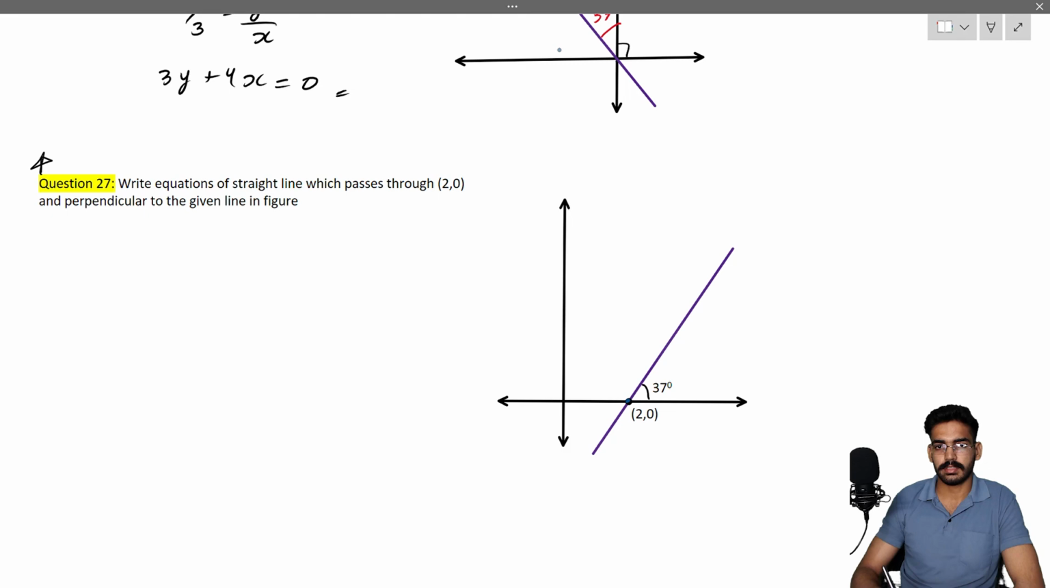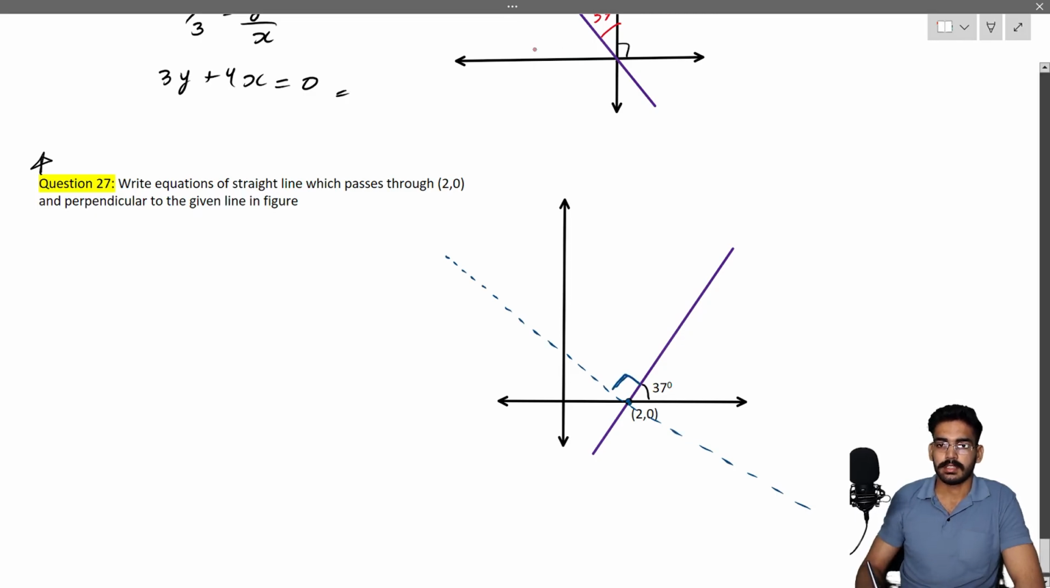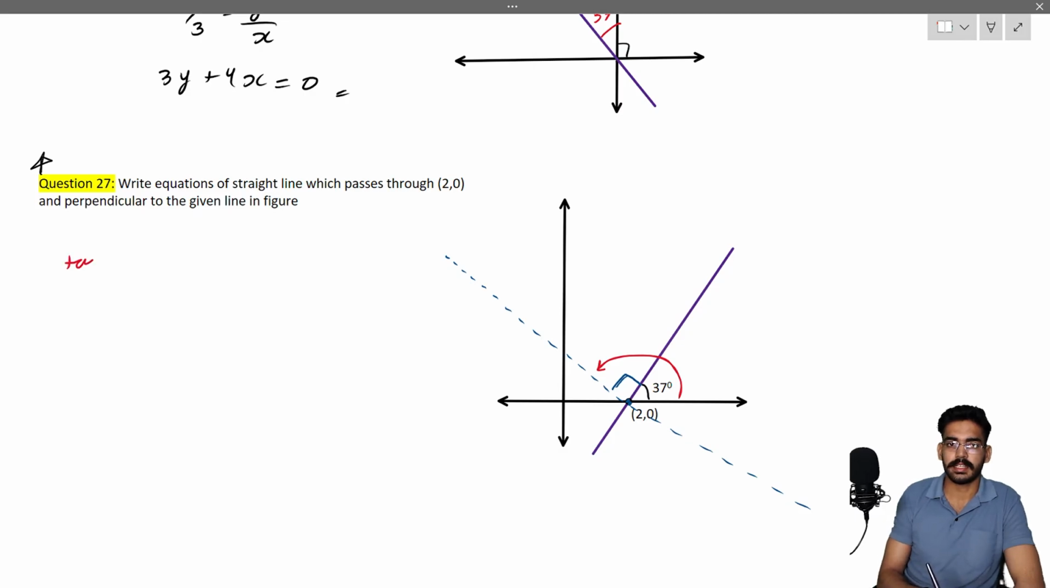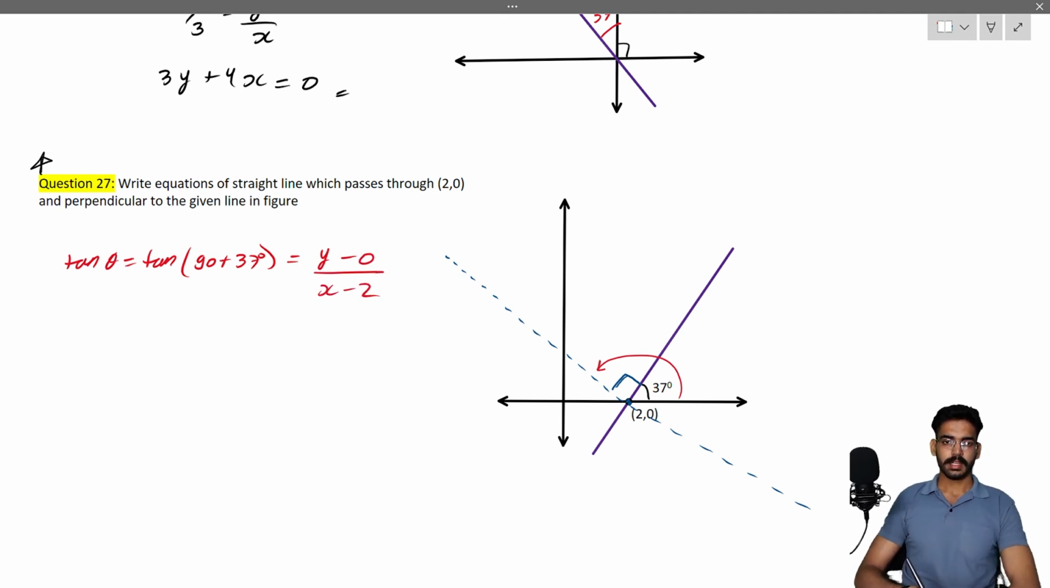Okay. Now let's. So what will be the line? This will be the line which we want to find out. Okay. So one point is given, 2 comma 0. This is 2 comma 0, right? And this is perpendicular to each other. Okay. Now if you see here, we have one point 2 comma 0, and what is the angle with the positive x-axis? This angle I can say tan theta, which it has is basically tan of 90 plus 37, and passing through 2 comma 0. So let's pass y minus 0 divided by x minus 2. Okay, I hope this is clear.